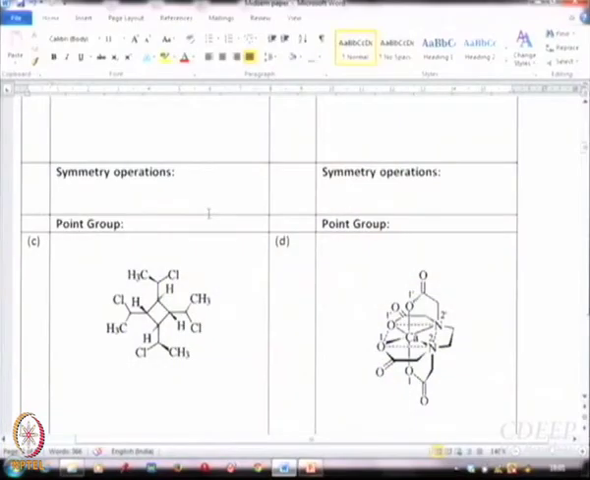Okay, what about this one? What is the name? Does anybody know the name? I don't. But which point group is it?